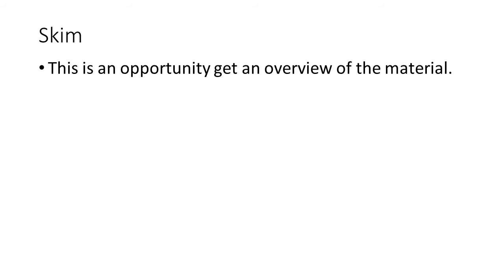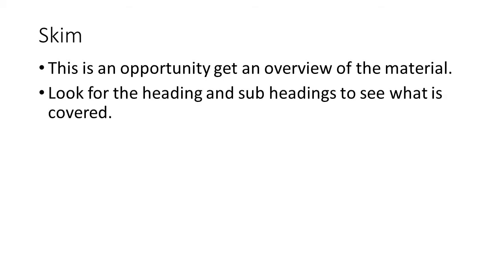Now this is your opportunity to get an overview of the material. This is the first time you're going to be looking at it. And as soon as you get the material in front of you, now this can be on a computer screen, it can be from the internet, it can be a book, it can be a newspaper article. I'm going to treat this as any piece of text. What you want to be doing is looking for the headings and subheadings. This is going to give you an indication of what the author is going to be covering in that text, to get an idea of what the content is going to be.